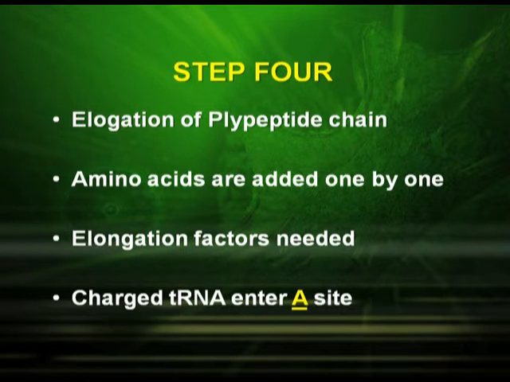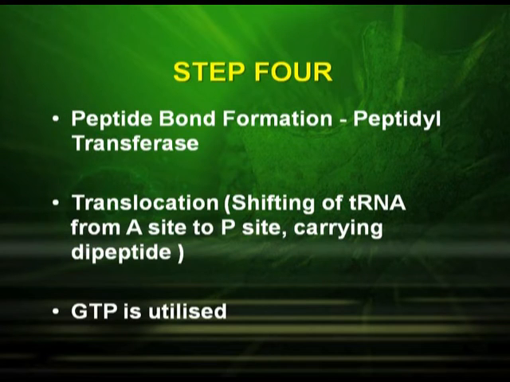Now, let us see step 4, that is the elongation of polypeptide chain. During the elongation process, the amino acids are added one by one. Elongation factors are needed. Charged tRNA enters the A site, that is amino acyl site. There is peptide bond formation, which is catalyzed by the enzyme peptidyl transferase. Translocation, that is shifting of tRNA from A site to P site, takes place. The source of energy is GTP.